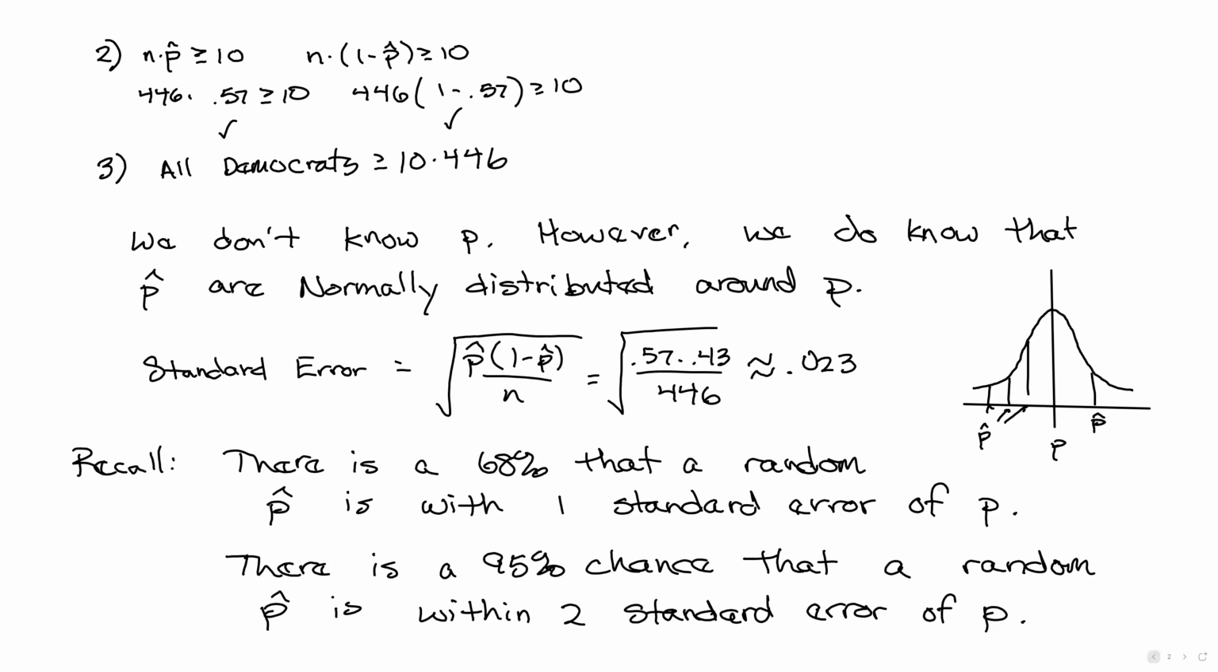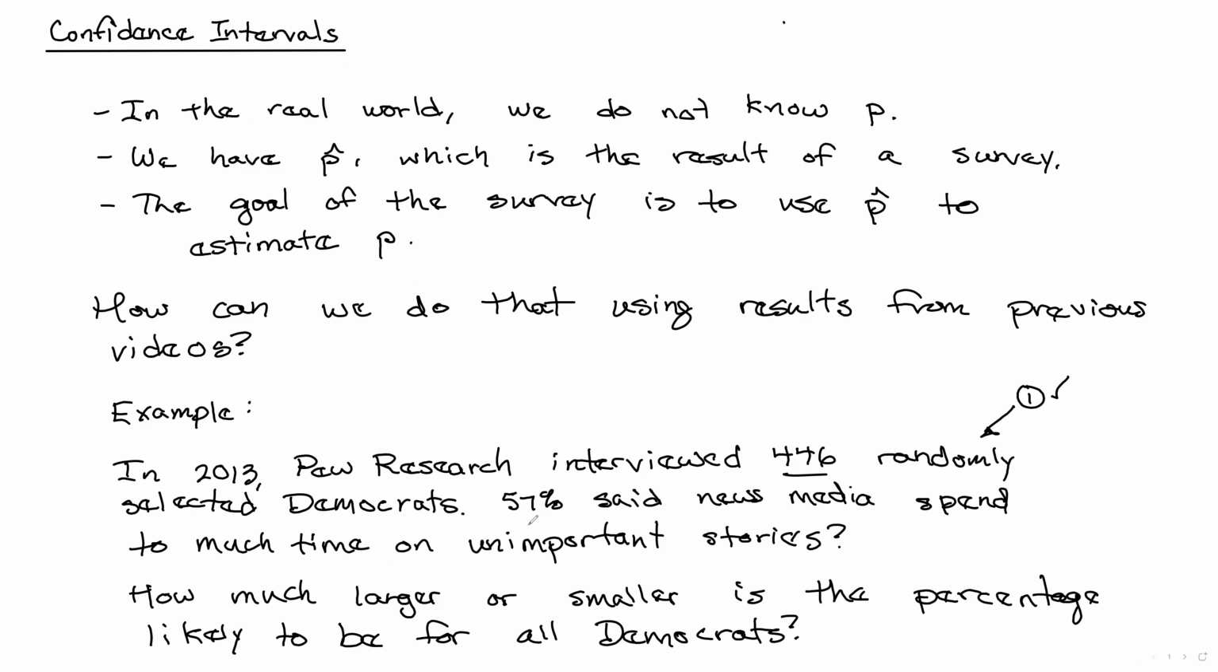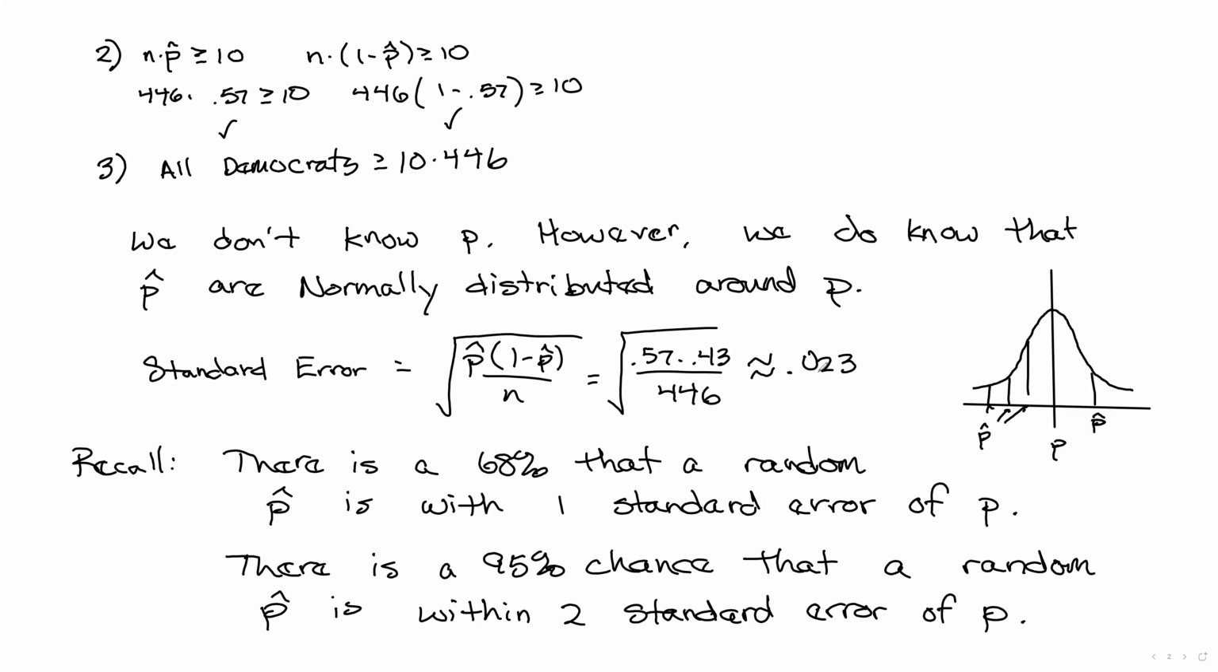Where is it? Not on this page. 57%. So we've got 57%, that's P hat. We've got our standard error, which we can rewrite as a percent, 2.3%. We want to take those two things together and use them to create an interval.